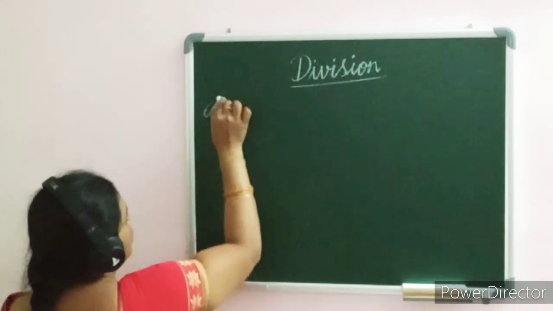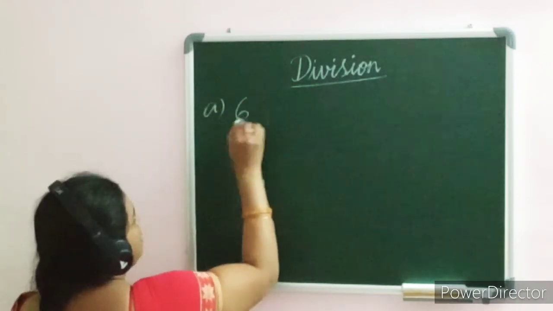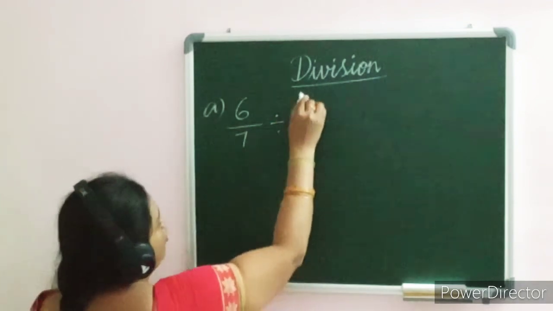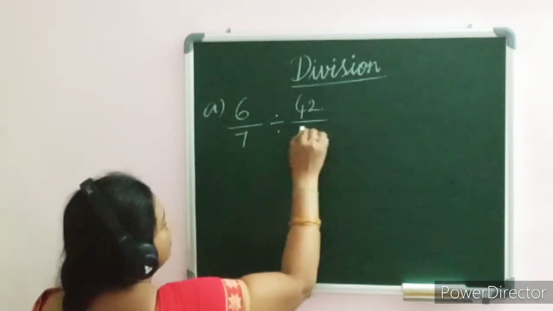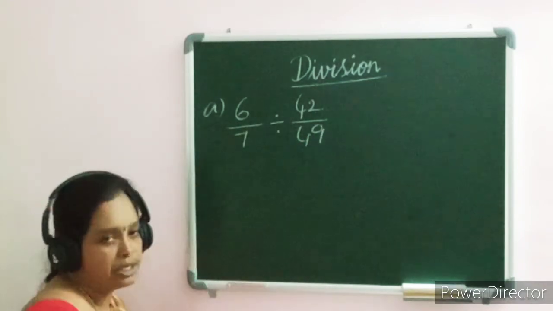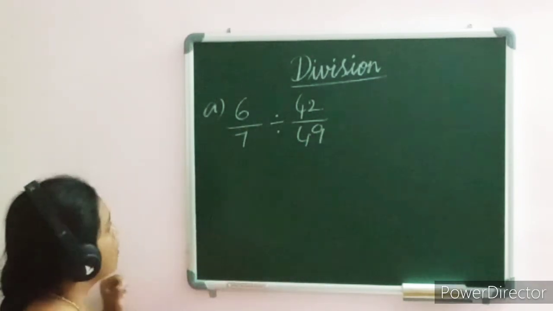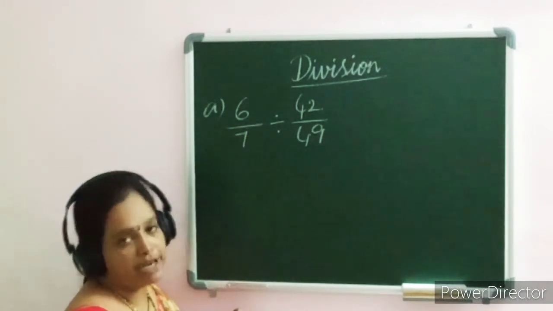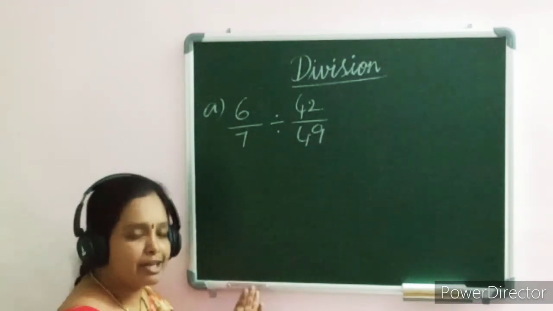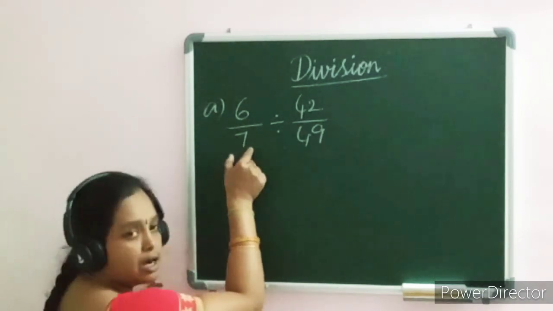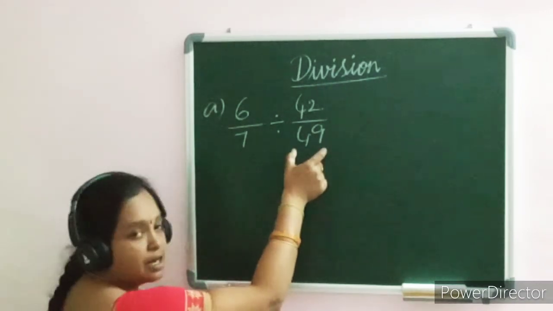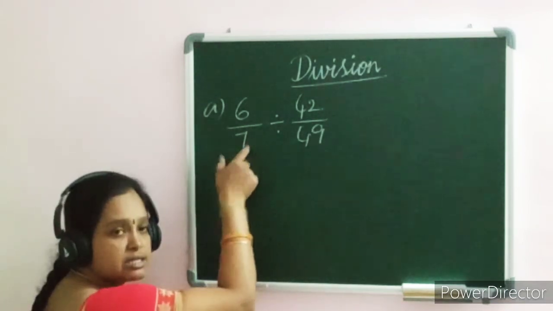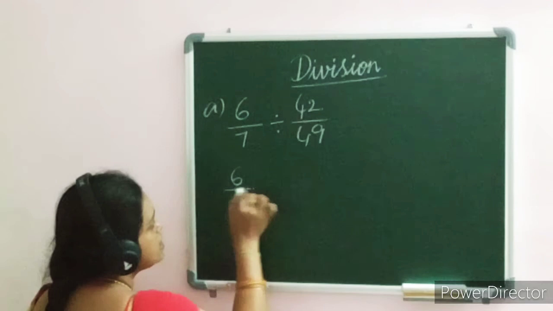First one, the question is 6 by 7 divided by 42 by 49. This is the question. Now, here the first fraction is called the dividend fraction, isn't it? Even in regular division, the first number is called the dividend and the next number is called the divisor. So here also the first fraction remains the same, which is the dividend, 6 by 7.